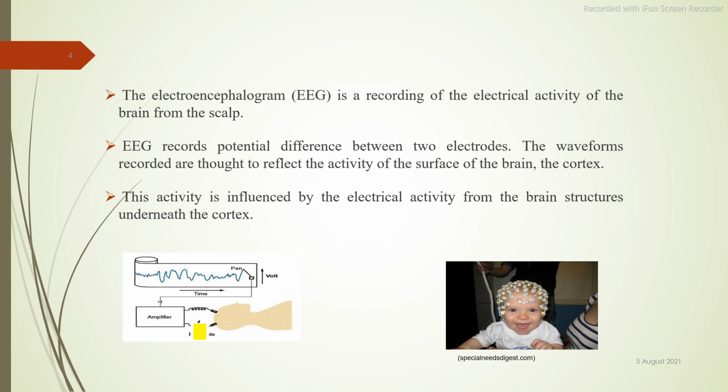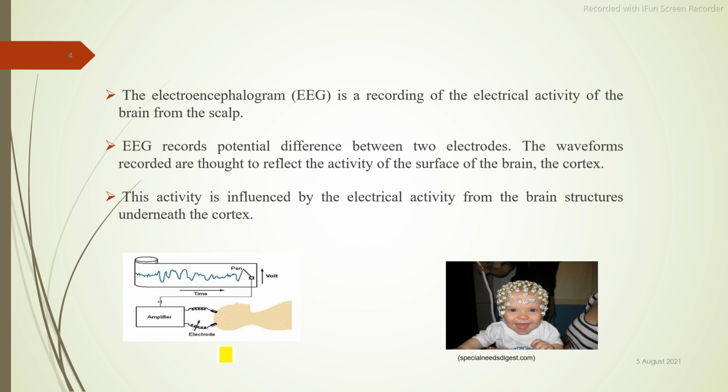Once the amplifier gets these inputs from the electrodes, it will take the difference of these two potentials as an input, and it will amplify that and give the output of that particular signal. So this is how the EEG machine works.